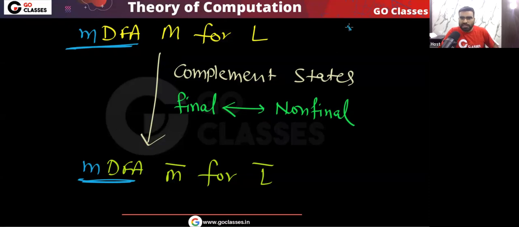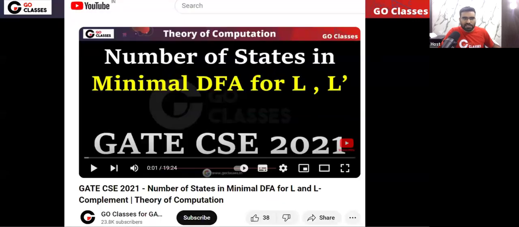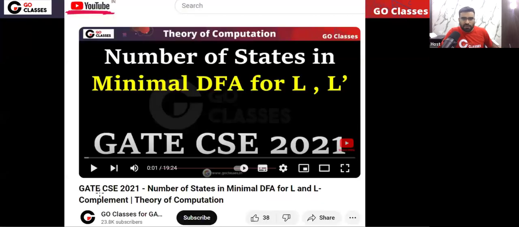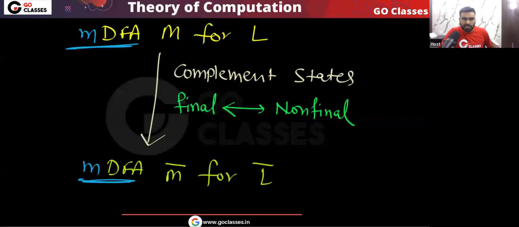Okay, now you might be thinking, sir, is there any way to prove it? So let me tell you, I have discussed the proof in a video. I will provide you the link in the description on YouTube. You can find this GATE CS 2021 question. For this GATE 2021 question, I have already provided the proof for the number of states in the minimal DFA for L and L complement.